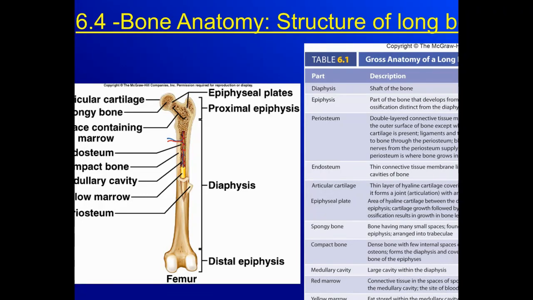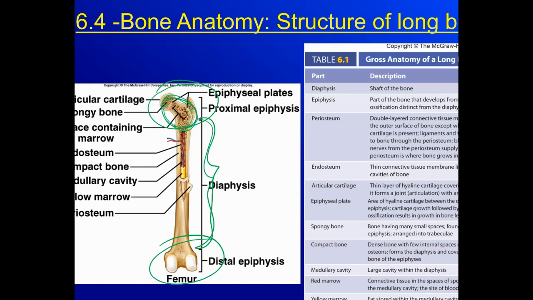The parts of a long bone. You've got the diaphysis, which is the shaft in the middle. You've got the epiphyses, which are the two kind of bulgy ends, and you do have two epiphyses. If you think about directional terms, you've got a proximal, closer to the body, and a distal, further away from the torso.